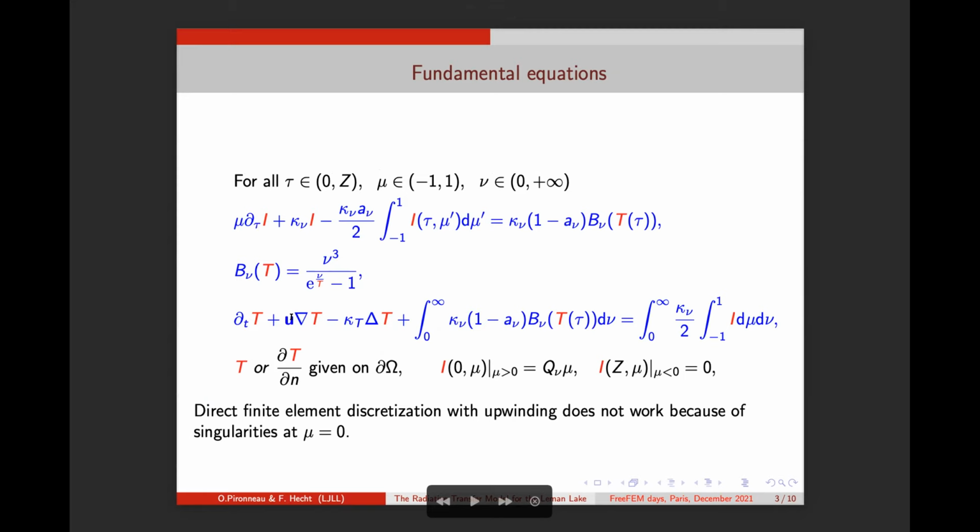It would be the wind for the current. And you have the source term. The source term has two parts, which I put for my numerical purpose on the two sides of the equation.